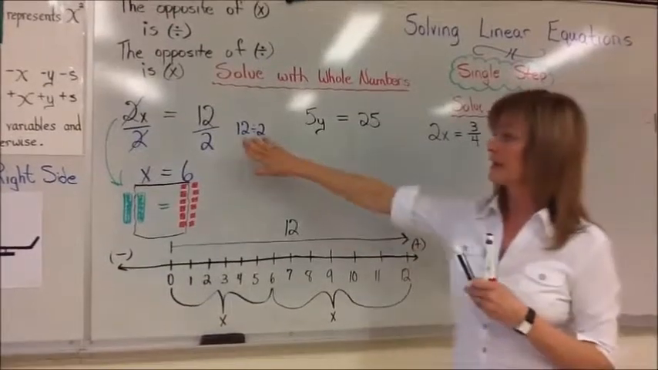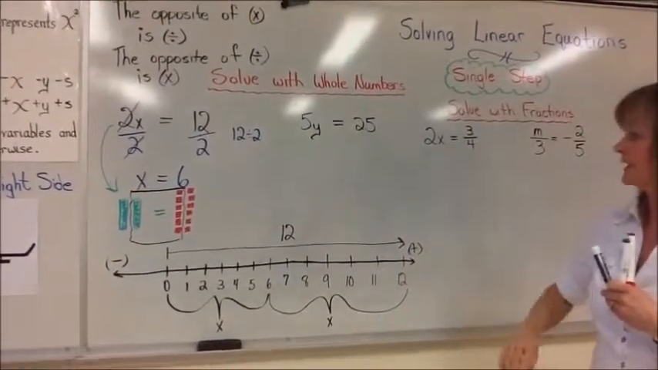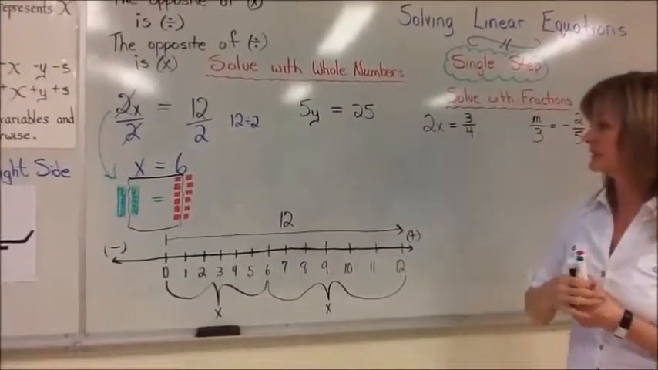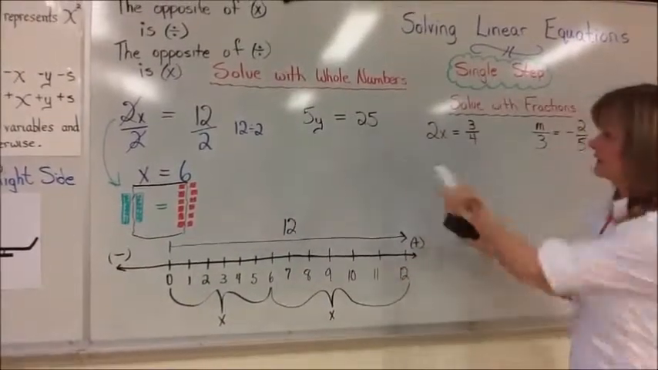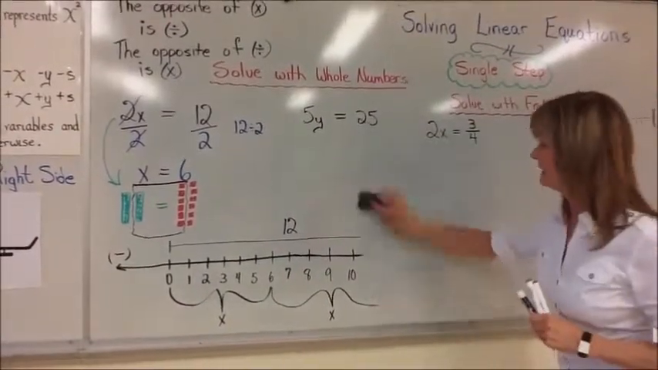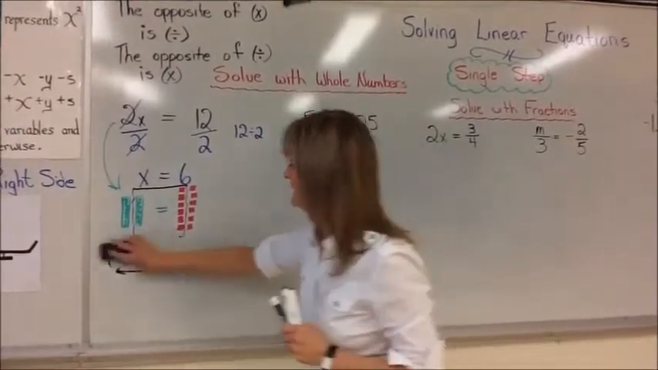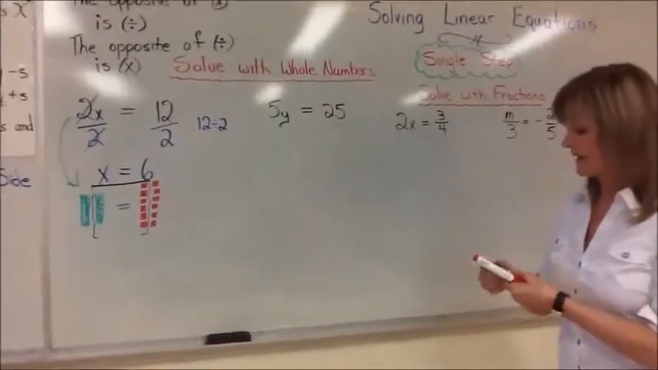So there's your pencil and paper method of answering a single-step linear equation, and these are your two different model representations of doing the same. All right, I'm going to erase this, and we're going to take a look at 5y equaling 25 and how to solve that. So I'm going to leave that there, and we'll move over.